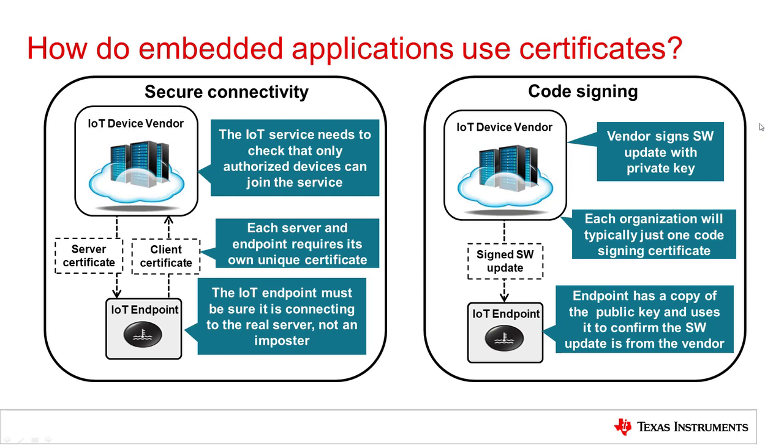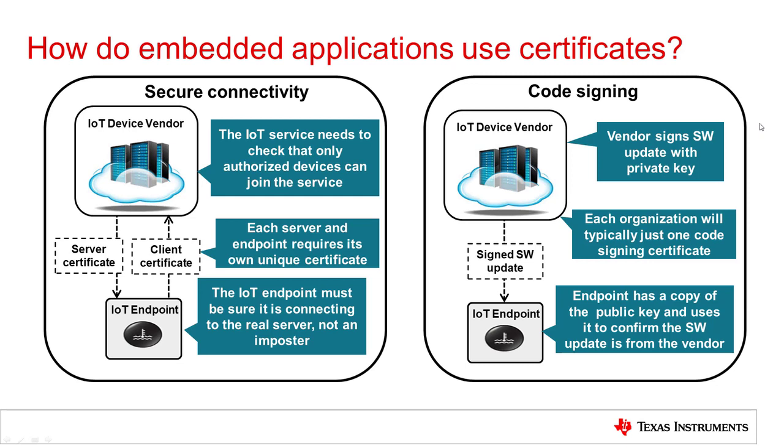Now, each server and each endpoint, as we noted earlier, requires its own unique certificate, and so they'll have to be individually injected into each device and server. The other use is code signing. Code signing is needed so that the IoT endpoint device can authenticate any software updates it receives and be sure they actually come from the IoT device vendor as opposed to some random attacker.